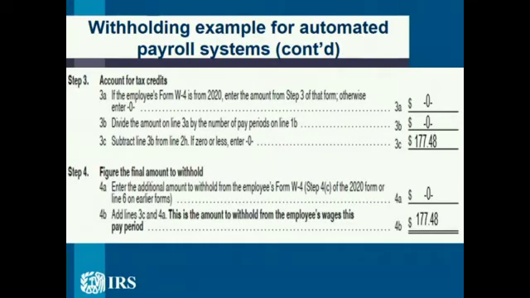Now, since Sophie did not complete steps 3 and 4 on her W-4, there is no additional credit or deduction, which means Sophie's final withholding amount for each pay period is $177.48, which we enter on line 4B. Now we complete worksheet 1.